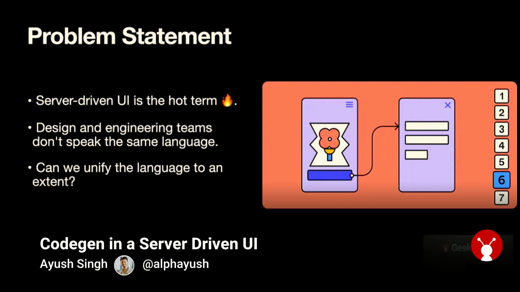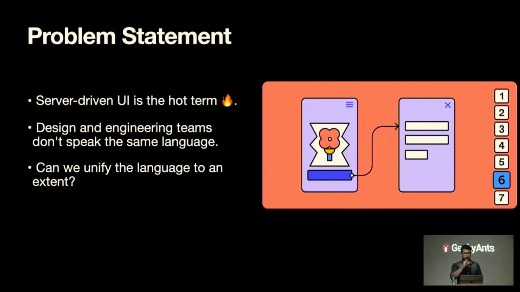towards it. So right, server driven UI has been really hot lately, and a lot of organizations have been adopting it. So it's obvious that in a fairly large organization you have a lot of product designers, and a lot of people in the engineering team as well. And they don't speak the same language because, of course, when you have bigger teams, they are used to working in close silos. So is it possible to unify this language to an extent? Well, we'll get to it.